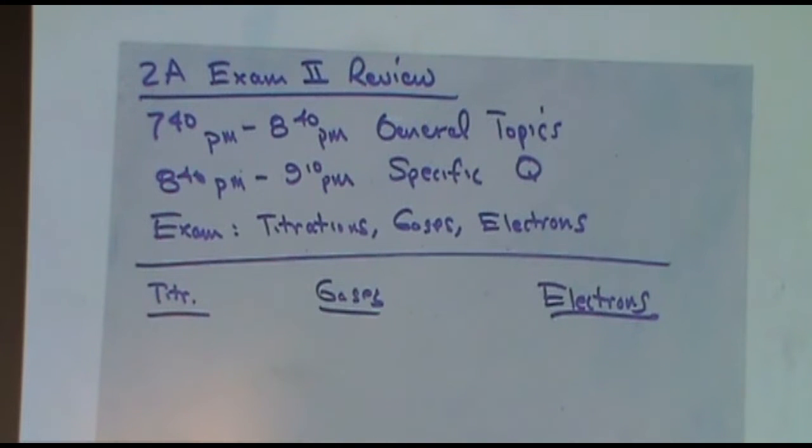Our exam covers the last part of the reader chapter 5, the textbook's chapter 4, which is titrations. Gases, reader chapter 6, all of it. Textbook chapter 5, all. Electrons, reader chapter 7, textbook chapter 12, up to electron configurations. Okay?